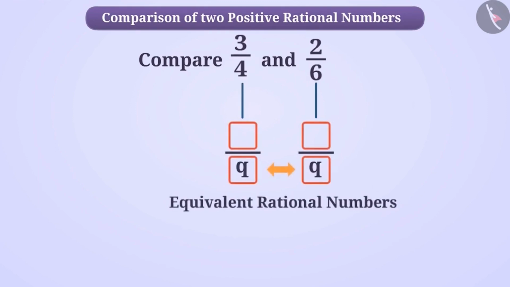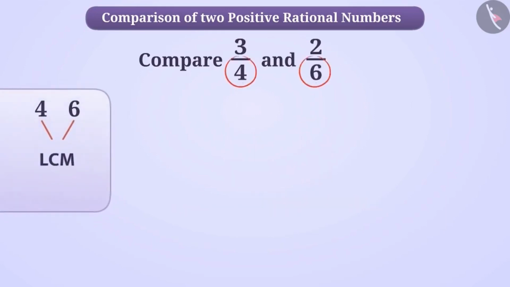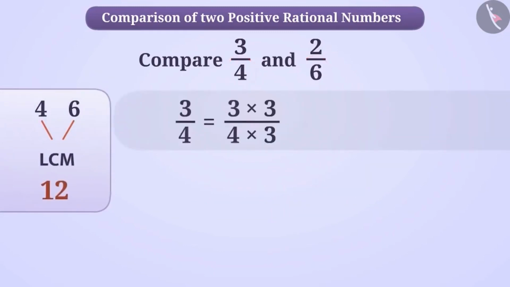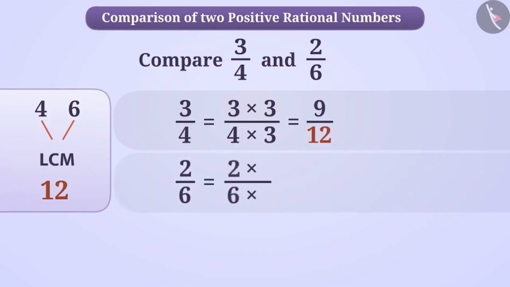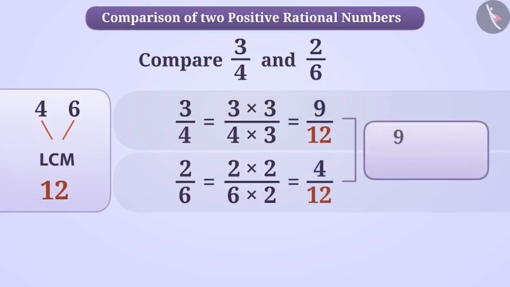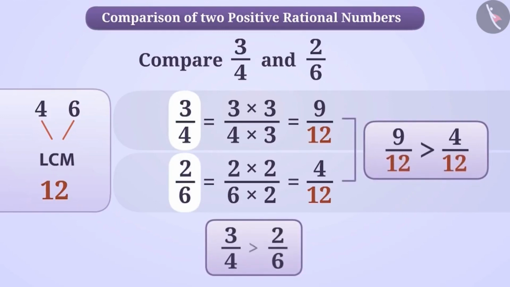For example, if we have to compare 3 by 4 and 2 by 6, then first we take the LCM of 4 and 6, which is 12. Then we will multiply the numerator and the denominator of 3 by 4 by 3 and obtain its equivalent rational number 9 by 12. In the same way, we will multiply the numerator and the denominator of 2 by 6 with 2 and obtain its equivalent rational number 4 by 12. Its denominator is also 12. Since the denominators are equal and numerator 9 is greater than 4, we can say that 9 by 12 is greater than 4 by 12, or 3 by 4 is greater than 2 by 6.